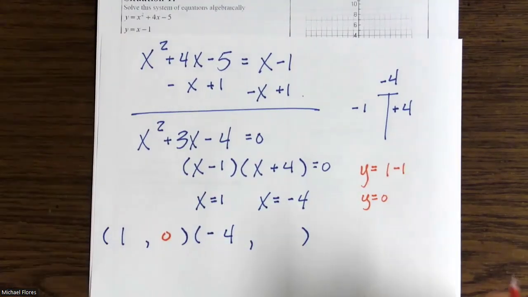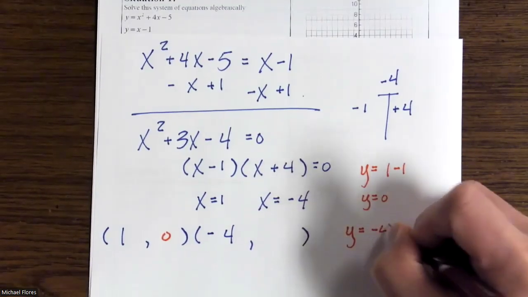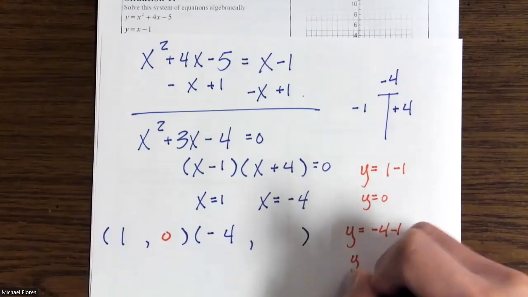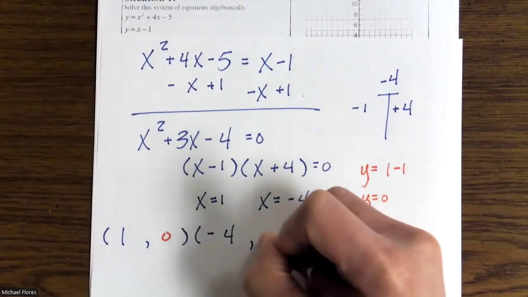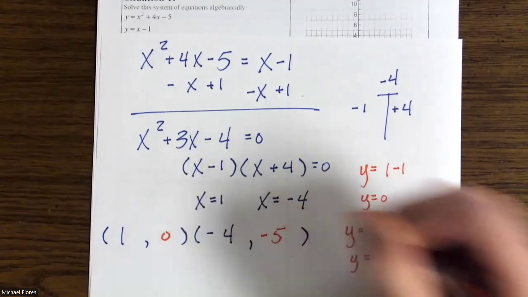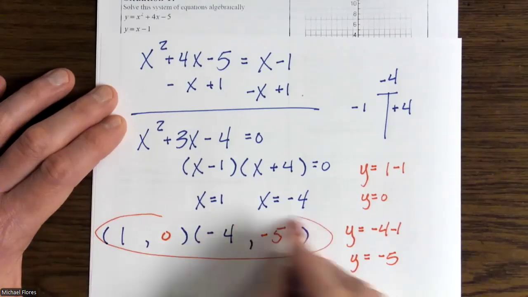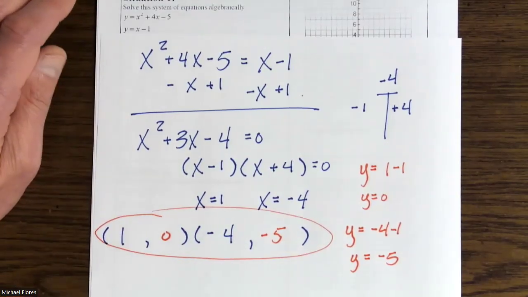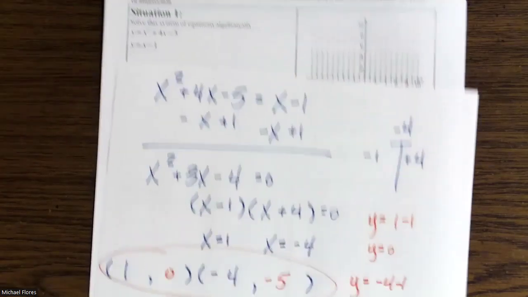And now this one here, let's substitute -4. When x is -4, y is -5. So these are our solutions right here. Now, as I mentioned, I'm not graphing these, but if you were to graph them, guess where they'd meet? They would meet at these two sets of ordered pairs.